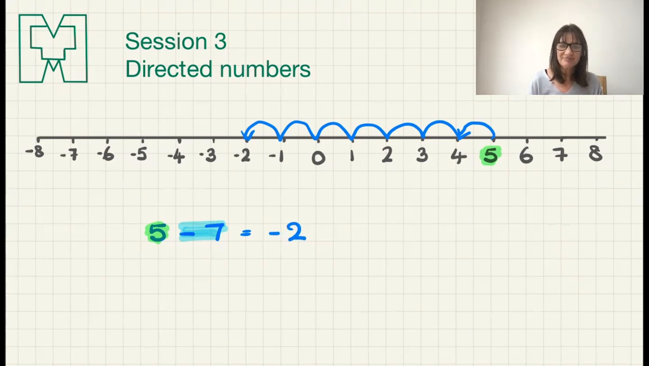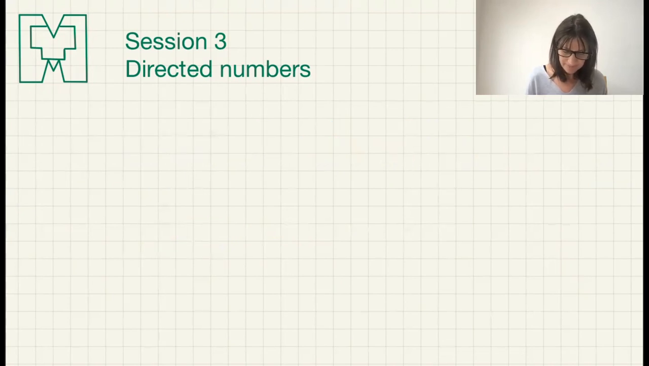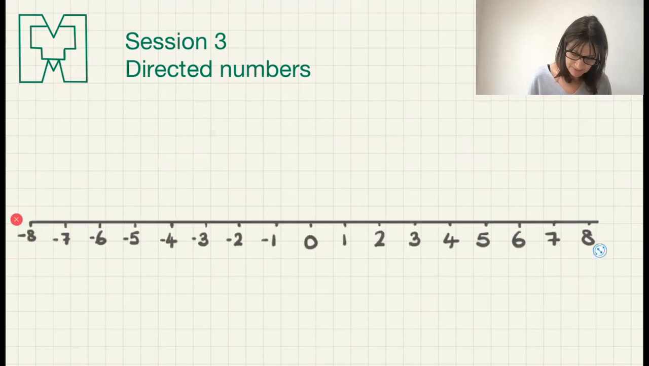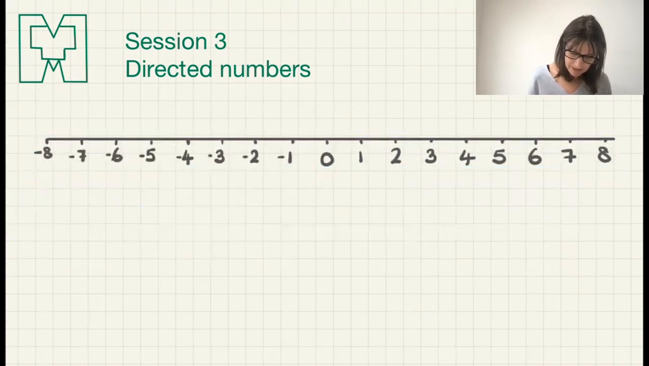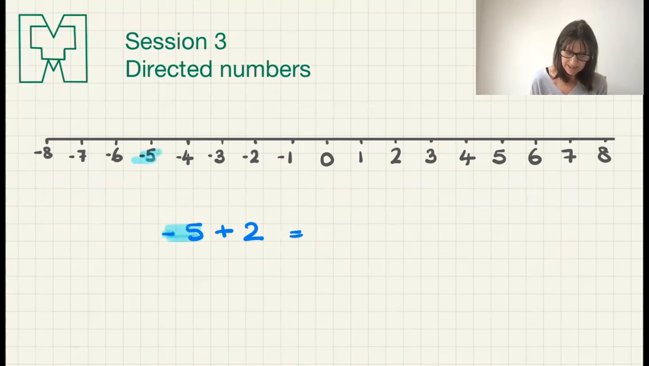Okay. Let's do another one. Put the number line in. There we go. Okay. Minus, whoops, lost my pen. Minus 5 plus 2. Well, minus 5 is where I am sitting on the number line. Plus tells me up. So I'm going to go up 2 places to minus 3.